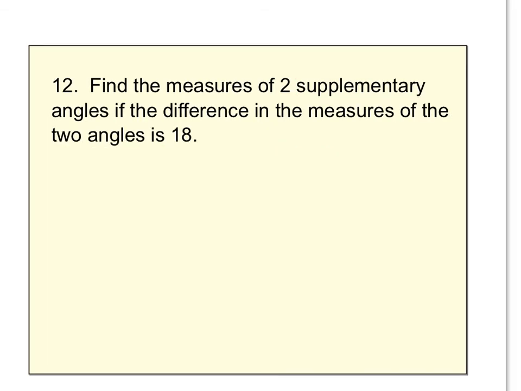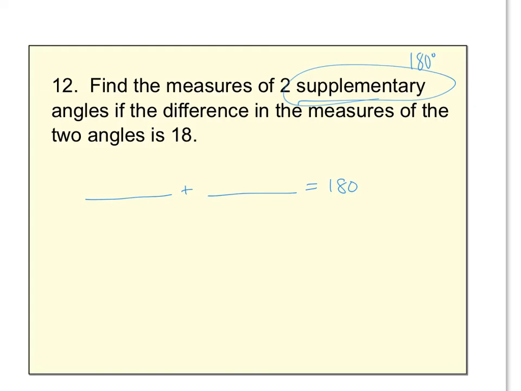Let's try another one of those. They're pretty tricky. So number 12. Find the measure of two supplementary angles if the difference in the measure of the two angles is 18. I see that word supplementary again, and I know it means 180 degrees. So I'm going to have two angles that add up to 180.